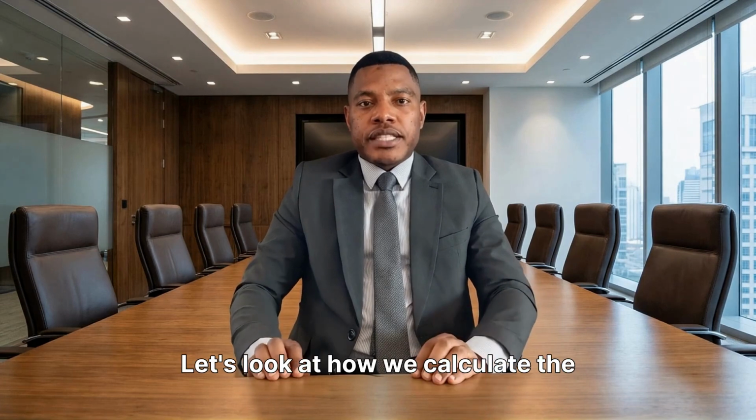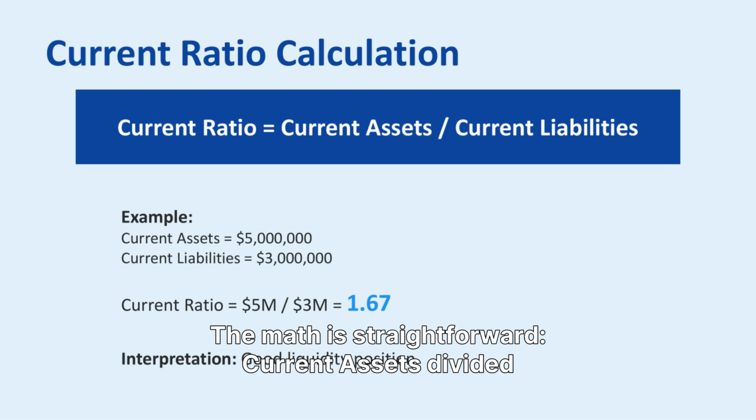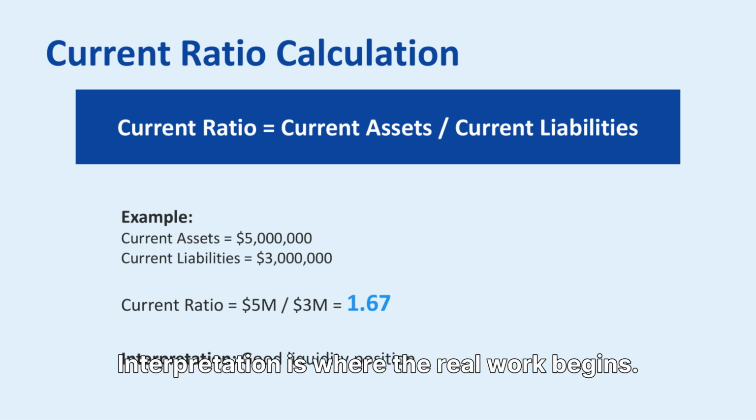Let's look at how we calculate the most common liquidity metric, the current ratio. The math is straightforward. Current assets divided by current liabilities. Let's look at this example. If a company has $5 million in current assets and $3 million in current liabilities, we get a ratio of 1.67. This means for every dollar of debt due in the next year, the company has $1.67 in assets to cover it. Interpretation is where the real work begins.